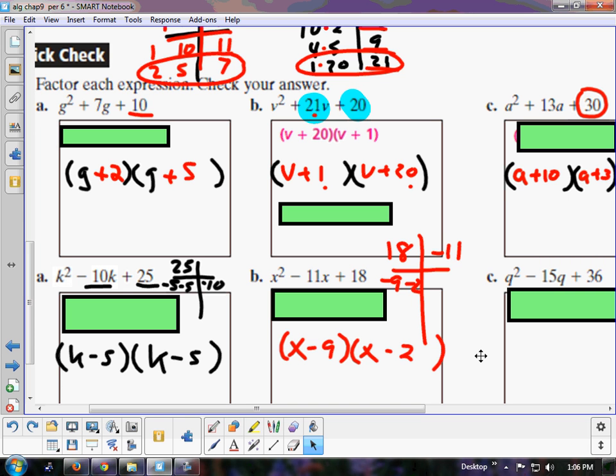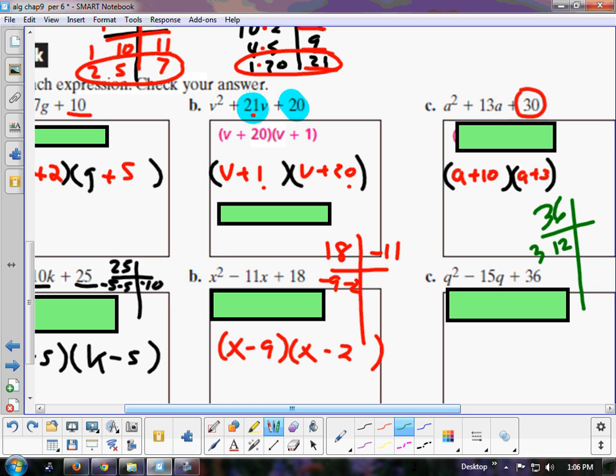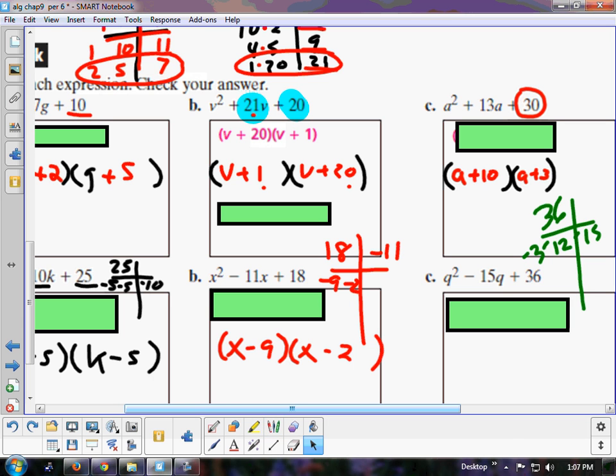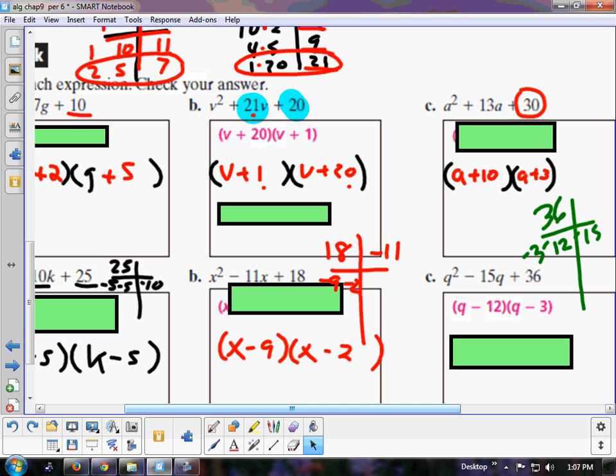Yes. 3 times 12 is 36. So 36 has a lot of factors to it. 3 and 12 work. That adds up to 15. I need negative 15, so we make them negative 3, negative 12. And we have our answer here. Okay. Now, if I were to box method any of these answers here, I would get the original question. Check my work.